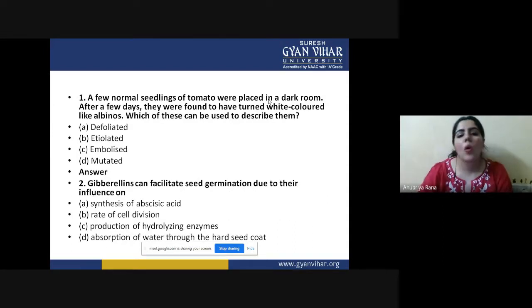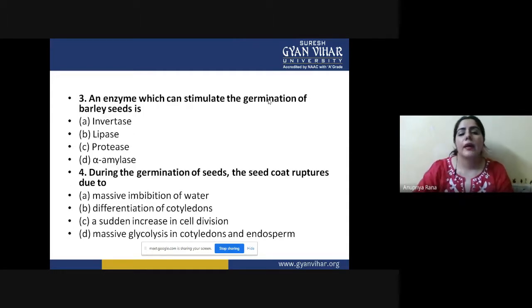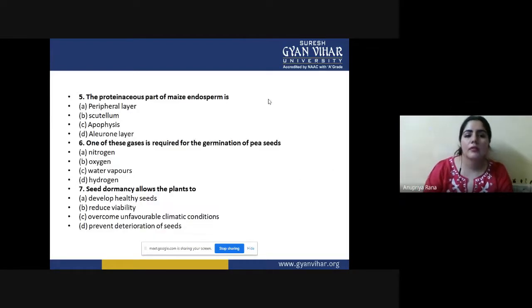Now, after all this study, I think you will be able to answer these questions. A few normal seedlings of tomato were placed in a dark room. After a few days, they were found to have turned white in color, like almonds. Which of these can be used to describe them? Gibberellin can facilitate seed germination due to its influence on an enzyme which can stimulate germination of barley seeds. During the germination of seed, the seed coat ruptures due to, I think you can answer this. The proteinaceous part of the maize endosperm is, I'll just tell you that. One of these gases is required for the germination of pea seeds. Guess which one of the gases will be required.